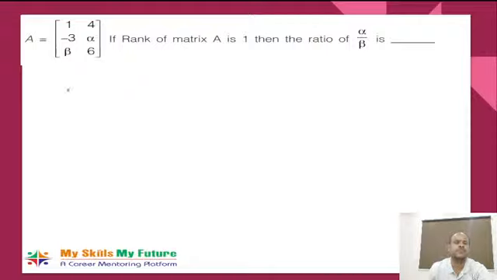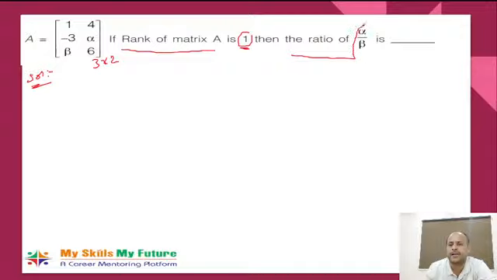This is another problem. This is a very simple question, so you should have some patience. So the given question is what? Matrix A is given: 1 4, minus 3 alpha, beta 6. This is clearly a 3 by 2 matrix. If the rank of matrix A is 1, the rank is already given as 1, but what is being asked? Then the ratio of alpha by beta is what? Very simple question.